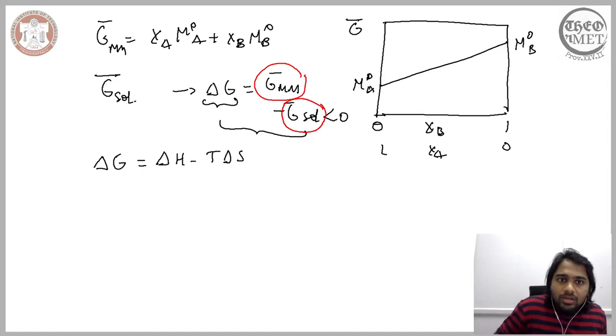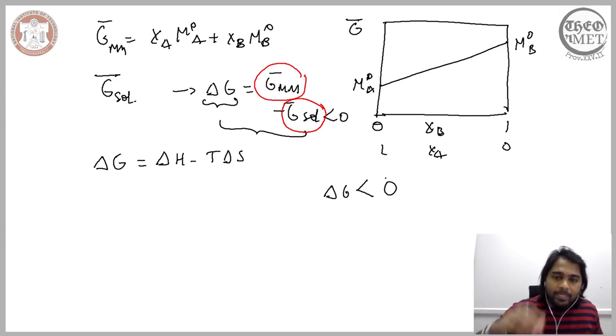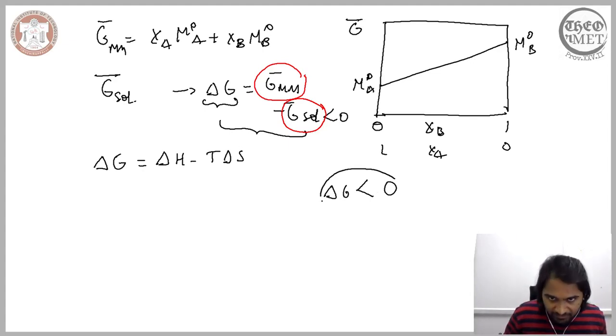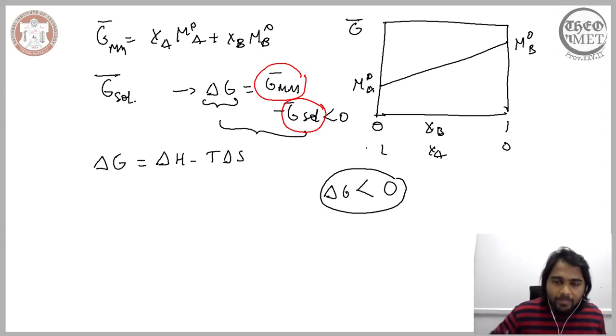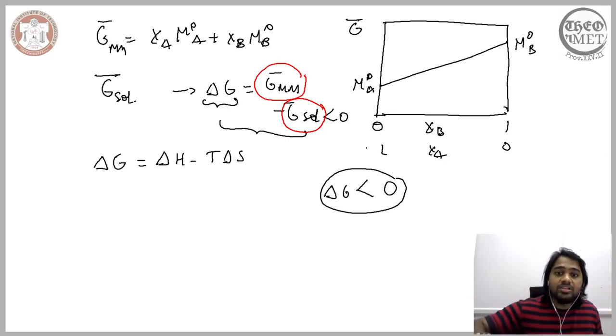Now, a spontaneous change from the mechanical mixture to solution is possible only when the change in the free energy is less than 0. Only when the Gibbs free energy of the solution is less than that of the mechanical mixture. So only when this criterion is satisfied, you will have a solution instead of a mechanical mixture. So I hope you are able to understand that.